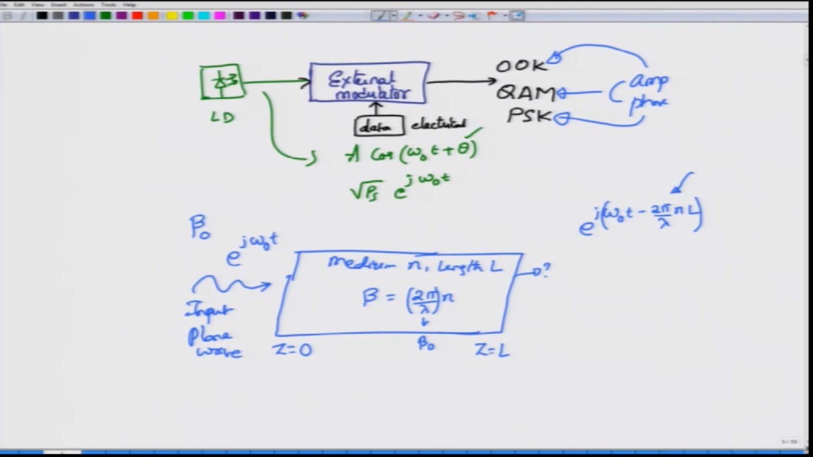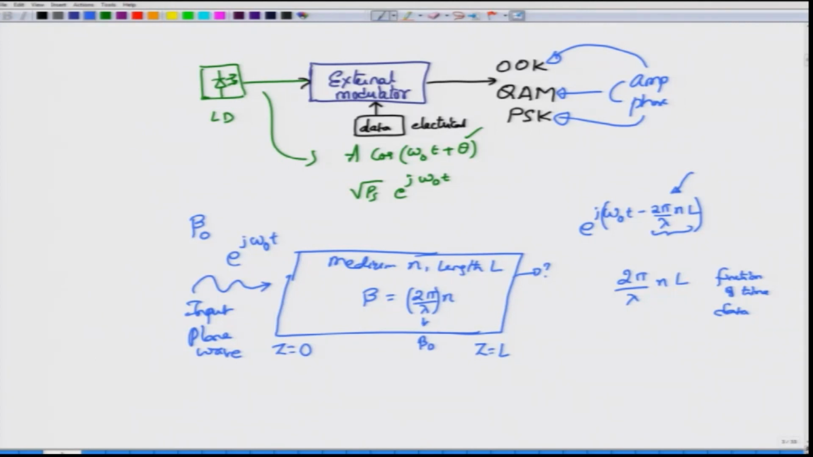Now, you might say, where is the phase modulation happening here? Well, I want to make this term, which is the phase term, 2 pi by lambda n into L, a function of time, because if I make this a function of time or a function of the external data signal, which itself will be a function of time, then I will be done.